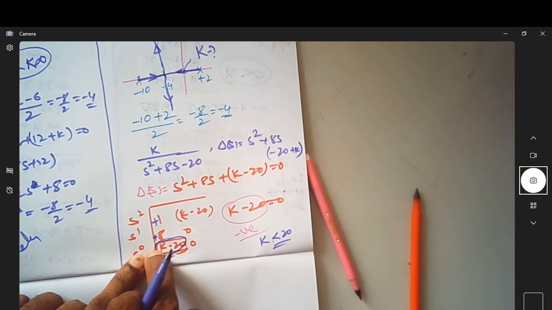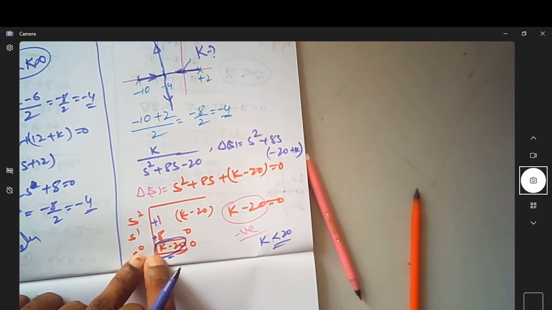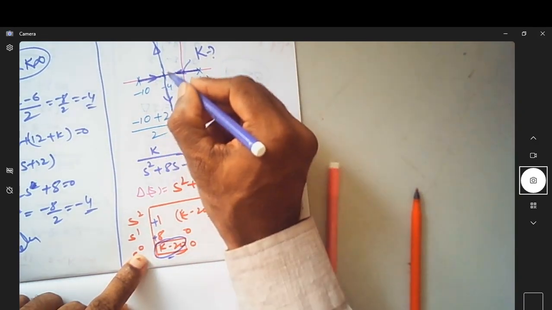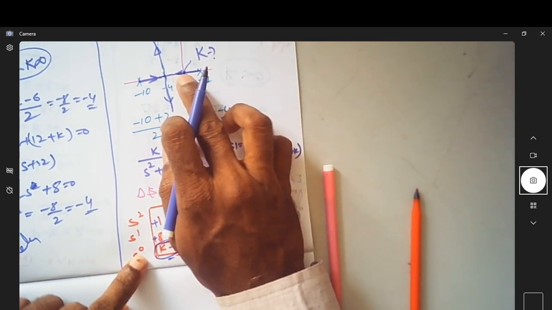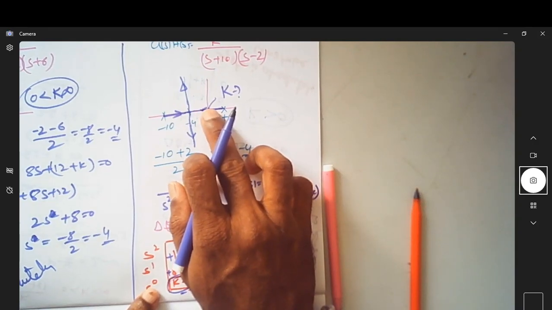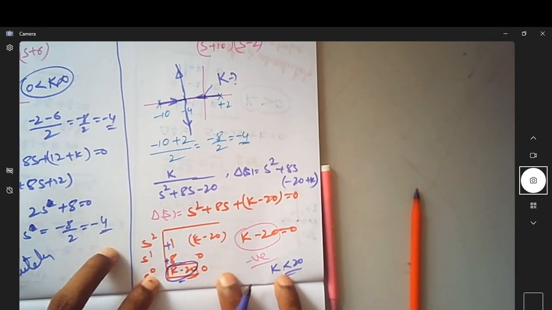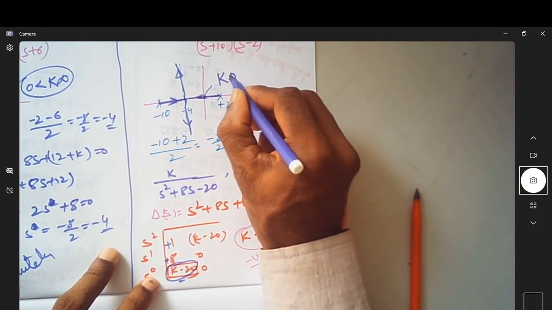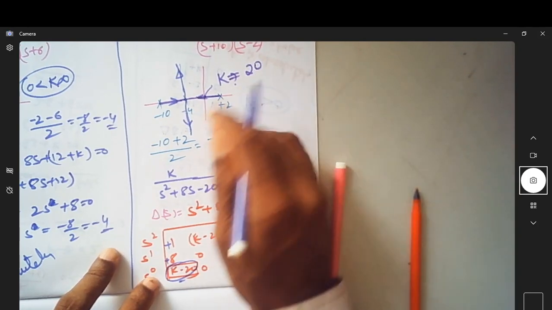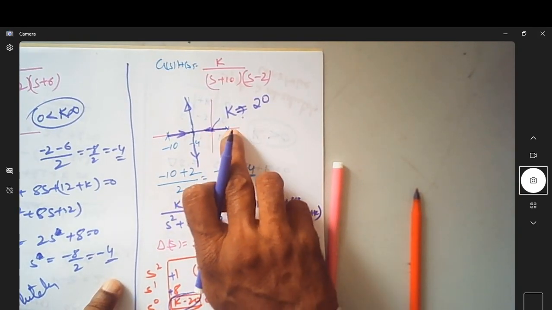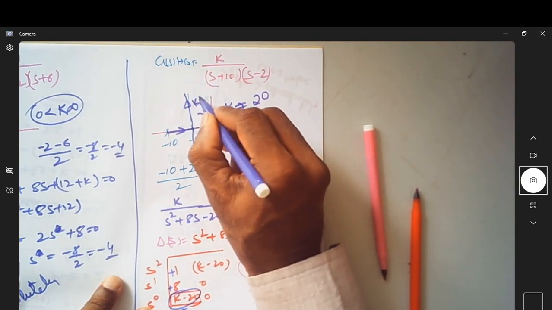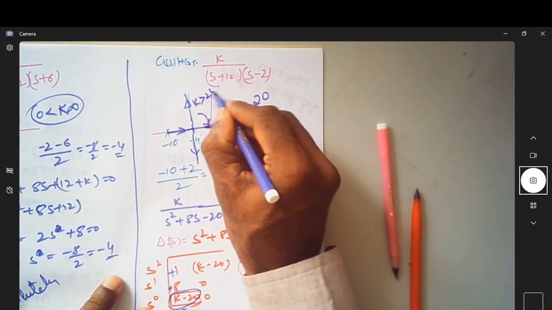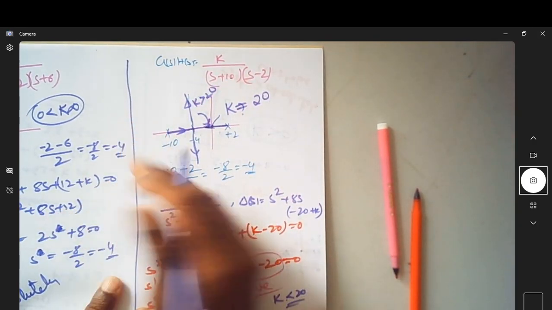Assume that this is 19. So 19 minus 20 is minus 1. If it is 20, this will become 0. 0 means the pole is on the real axis. It is at the origin. Now this is a special case. For a value of k equal to 20, this pole comes here. If the value of k is more than 20, then poles are on the left hand side.